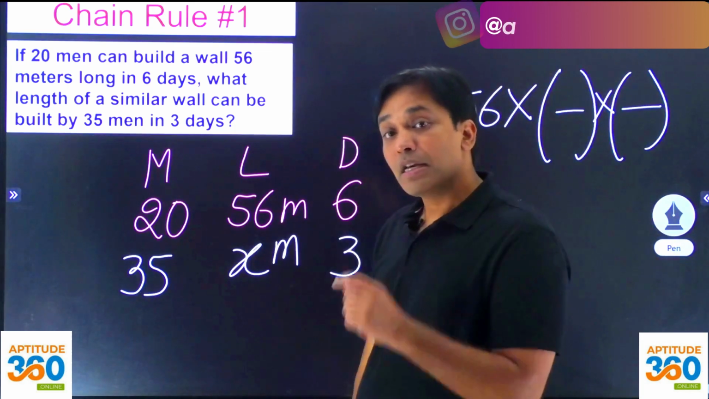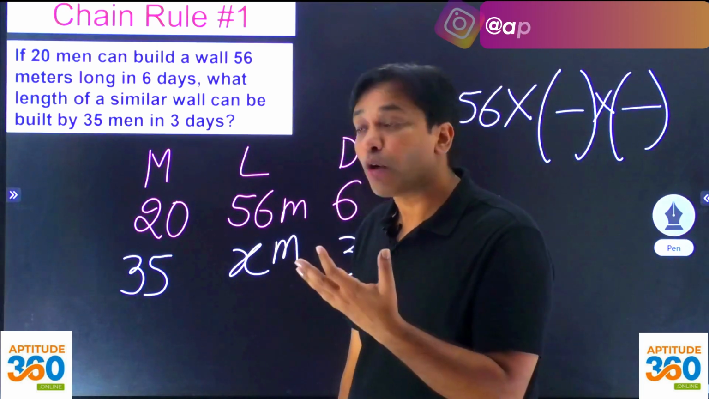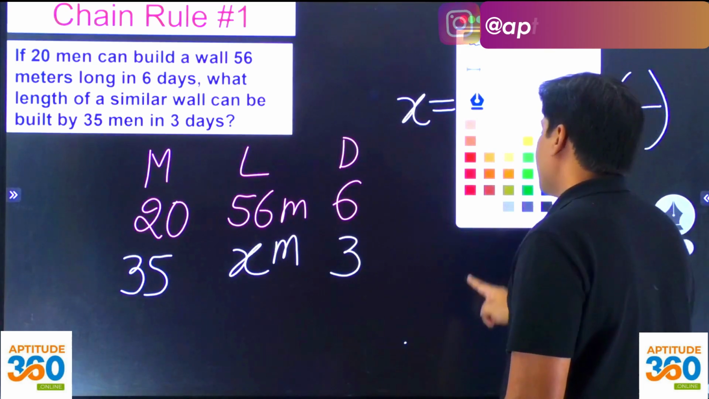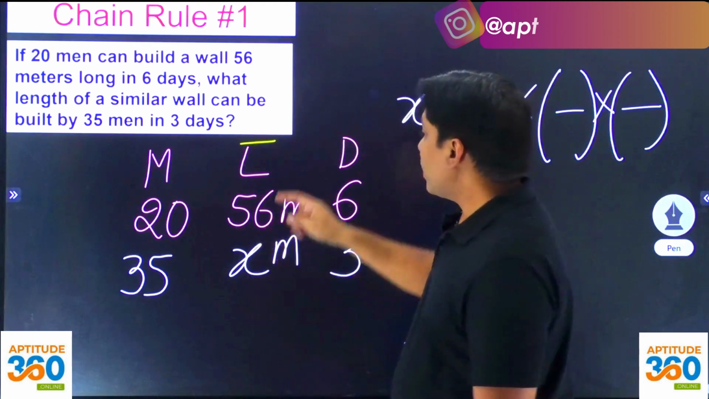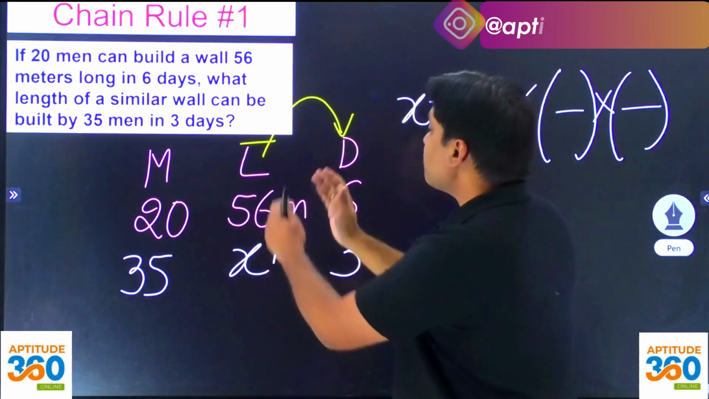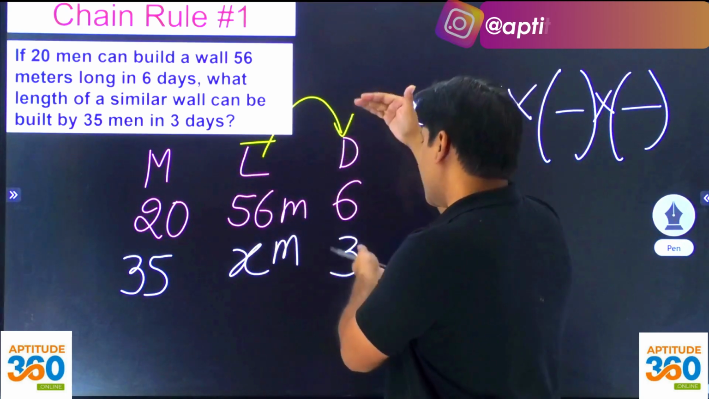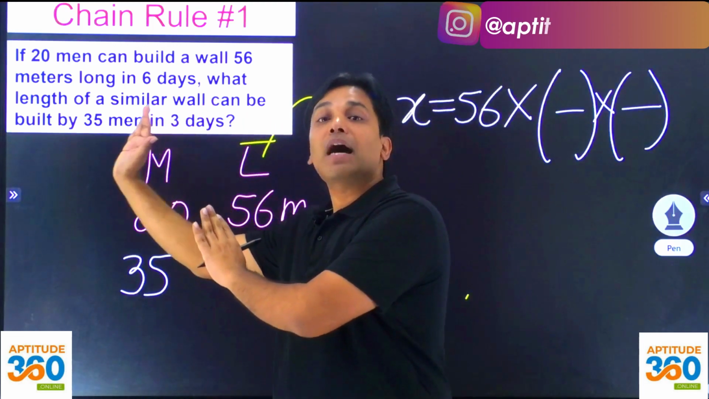Does this make sense? Now the key to understand, the key to simplify such problems is this. When you're dealing with 2 variables, what does that mean? You do not know this value, so once you compare this one with that one. So when you're comparing these 2 variables, which is length of the wall and days in which the wall is getting completed, this variable will have to be kept in isolation.